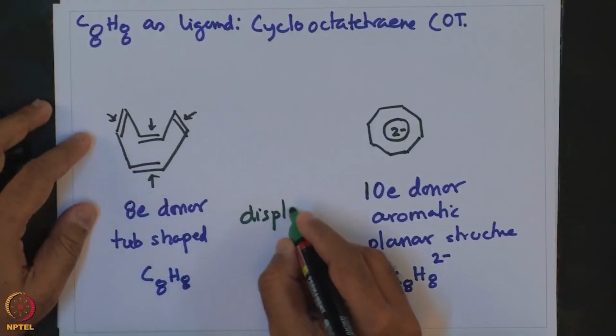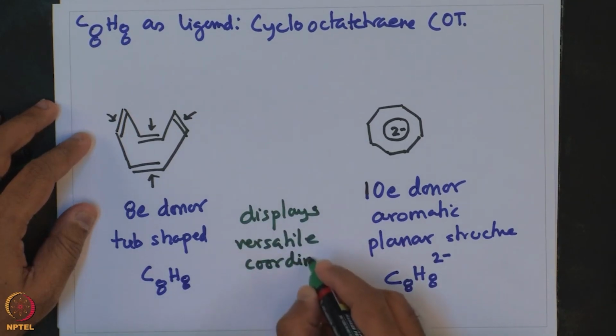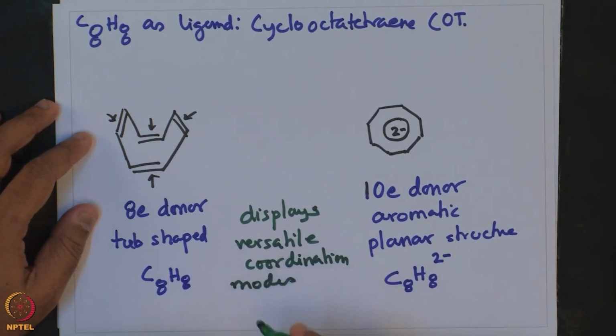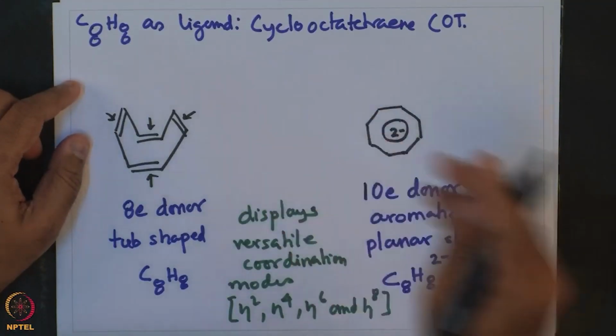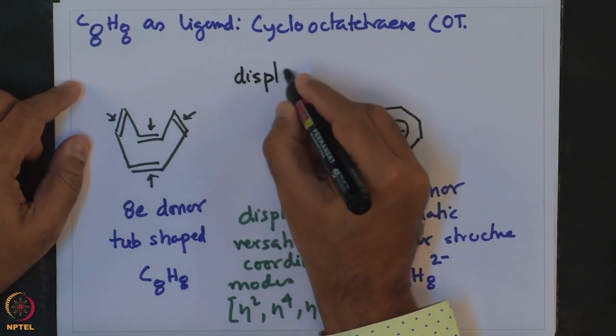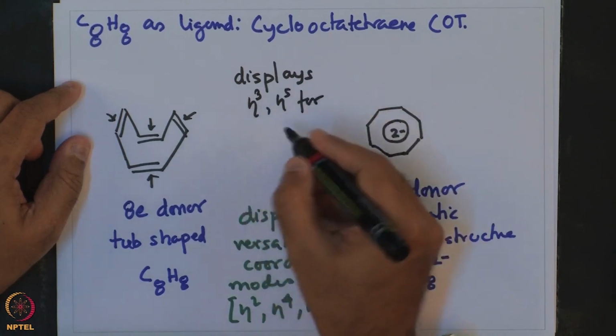COT displays versatile coordination modes, which can be eta 2, eta 4, eta 6 and eta 8. So, depending on the number of atoms in the C8H8 ligand that bind to the metal, it can show hapticities ranging over 2, 4, 6 and 8. These are usually for mononuclear complexes, and COT displays eta 3 and eta 5 modes for binuclear complexes.